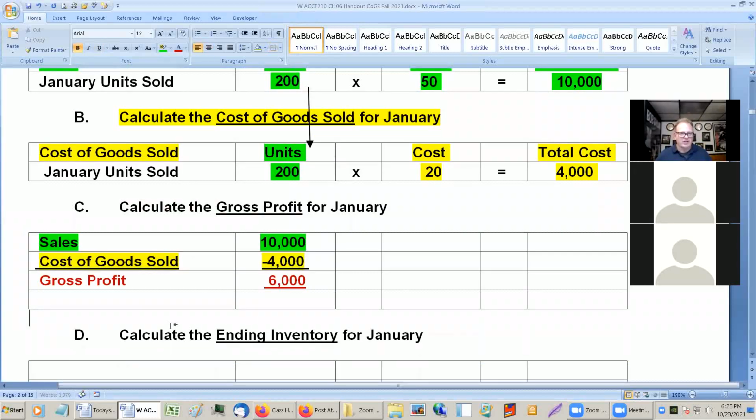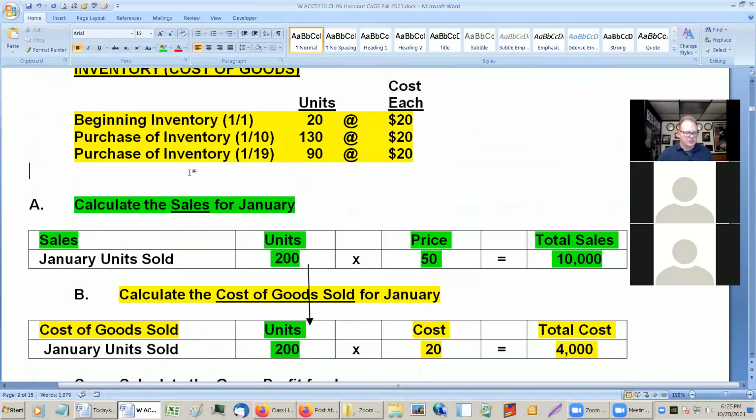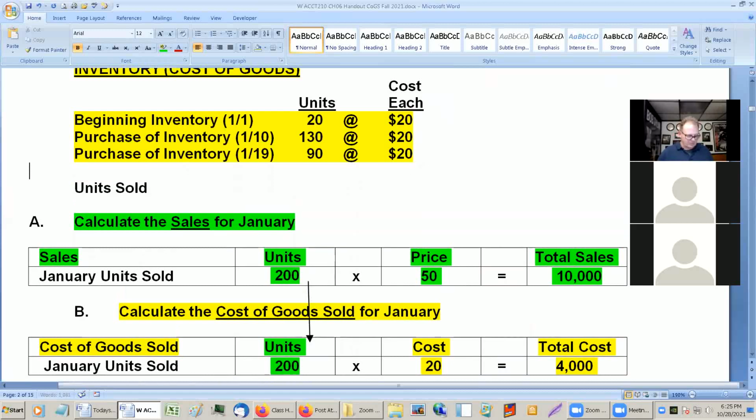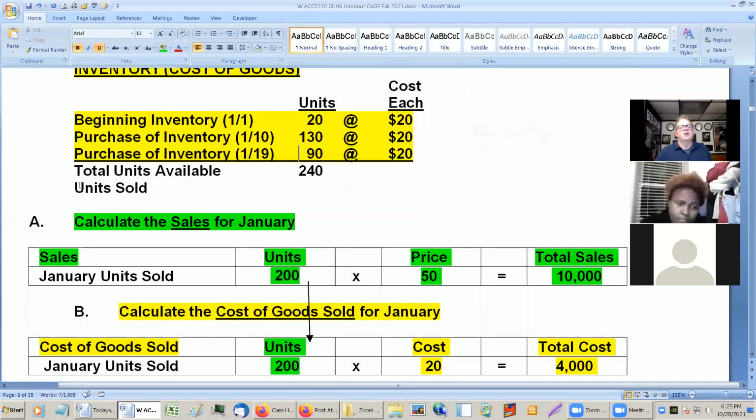Okay, now the ending inventory is, let's see. Oh, wait a minute. I skipped a step. Total units available. This is the most we could have sold. So the most you could have sold was the 240, right? If we sold everything, we would have sold 240 units. We couldn't sell more than 240 units because we don't have more than 240 units. The units actually sold though were 200.